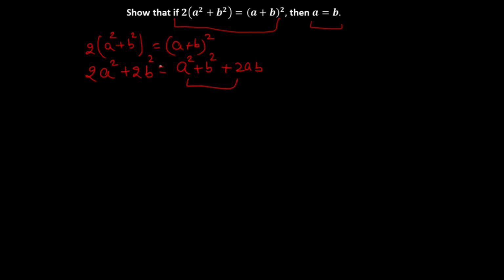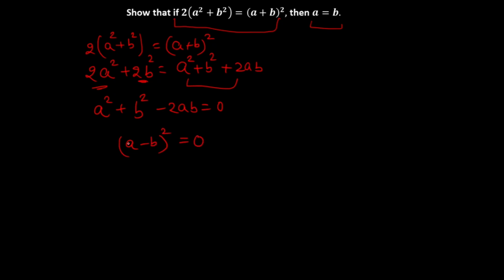Take these 3 terms on the left hand side. So 2a square minus a square, only a square. 2 times b square minus b square, 1 time b square. This is plus 2ab, take this on that side, so minus 2ab equal to 0. That is the identity of what? Of (a minus b) whole square equal to 0.